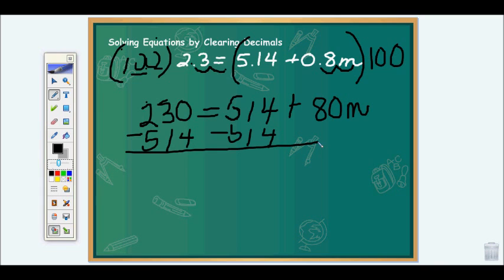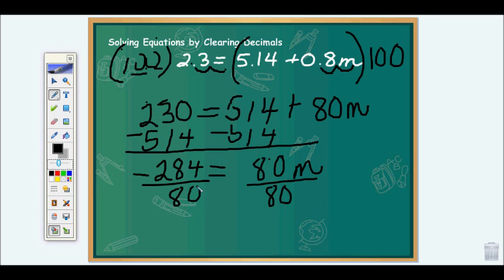And I'm going to end up with my 80M for my variable side, and a negative 284 on my constant term side. I need to solve for a single variable, so I divide both sides by 80, and I'm going to come up with M equaling, and if I put that in my calculator, I'm going to get a negative 3.55.